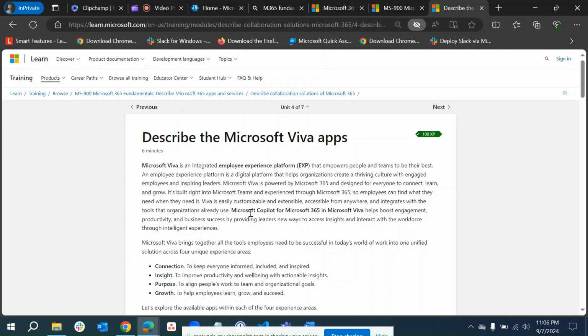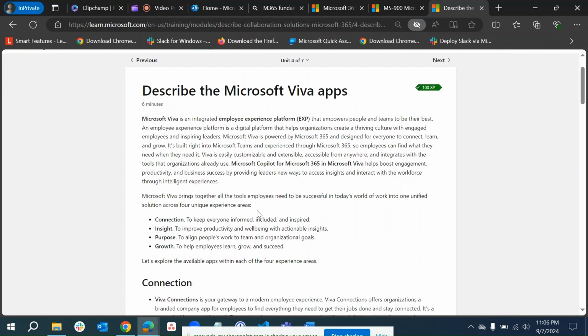And here are Viva Apps. Viva is an integrated employee experience platform, right? This is the platform where we can see different applications or modules that are part of Microsoft Viva. Connections keeps everyone informed, included, and inspired, so that people are connecting and building their network, and they know about the company, the teams, and the people across the company. Insights provides productivity and well-being guidance with actionable insights for each individual employee across the company.